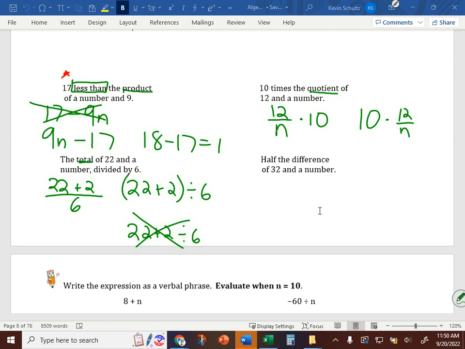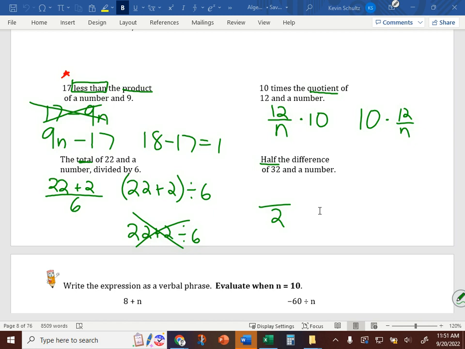Half the difference of 32 and a number. Again, layered here. The word half means what? Divide by what specifically? 2. Divide by 2. So we're dividing something by 2. And what we're dividing by 2 is the difference of 32 and a number. The word difference means more than subtraction. What does it mean specifically?